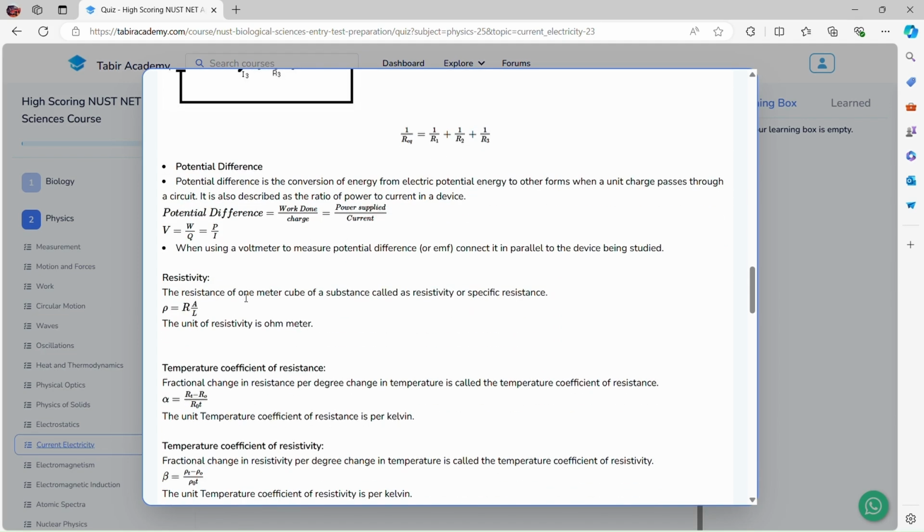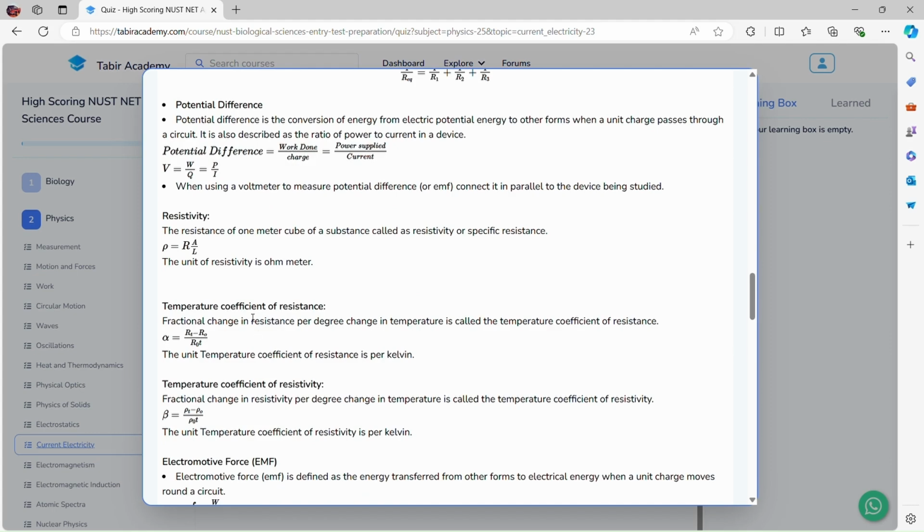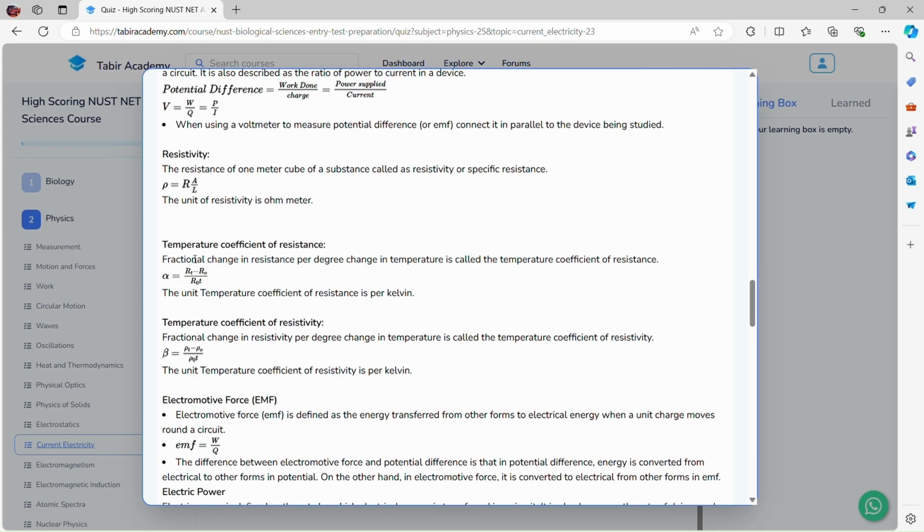Resistivity. The resistance of a 1 meter cube of substance is called the resistivity or specific resistance. Rho equals R multiplied by A over L. The unit of resistivity is ohm meter.